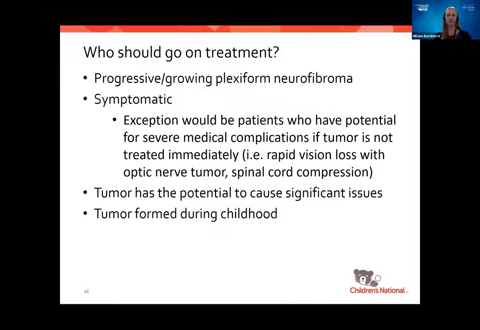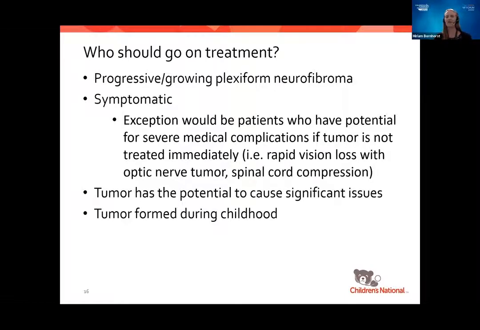So who should go on treatment with the MEK inhibitor or Koselugo? Right now, it's indicated for patients who have progressive or growing plexiform neurofibromas. It's also indicated for patients who are symptomatic. And I would say one major exception here would be patients who have the potential for severe medical complications if the tumor is not treated immediately. An example would be rapid vision loss for an optic nerve tumor or for a plexiform neurofibroma that could potentially affect the optic nerve, or spinal cord compression. And sometimes for these tumors, surgery is actually better than treatment with a MEK inhibitor.